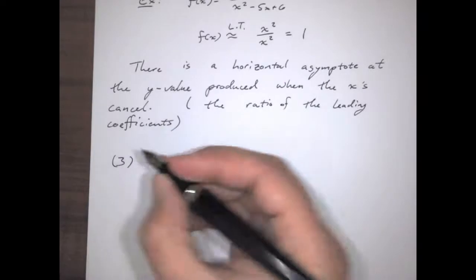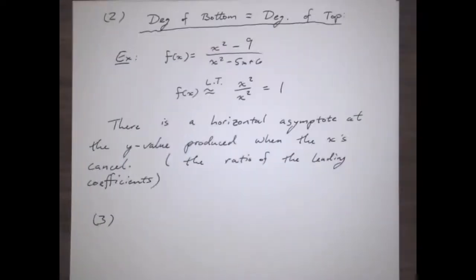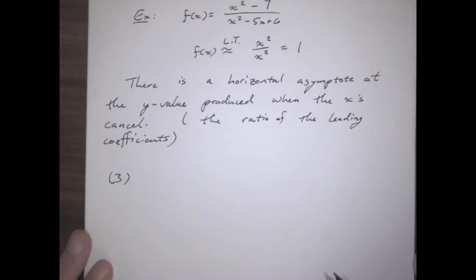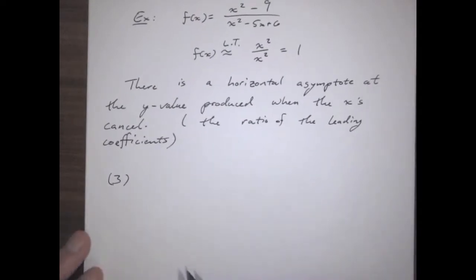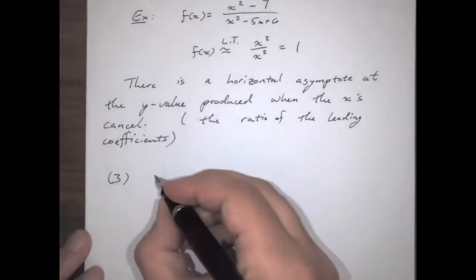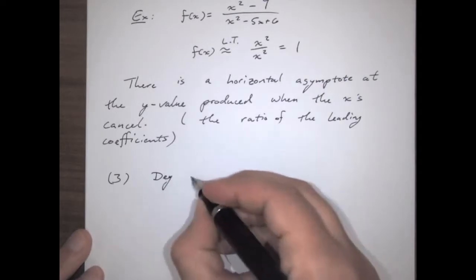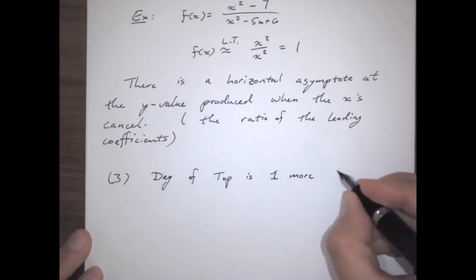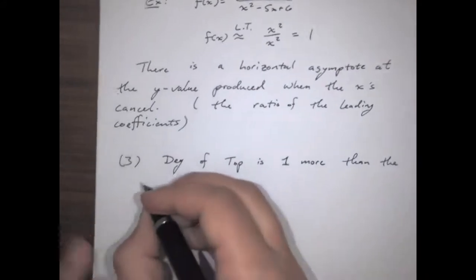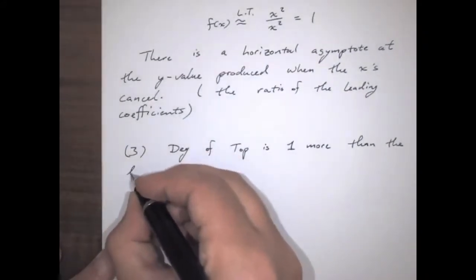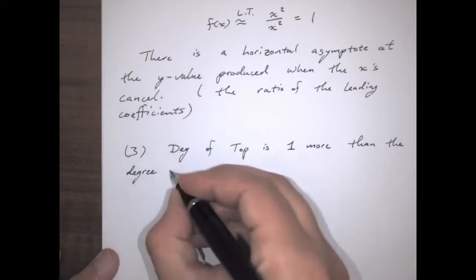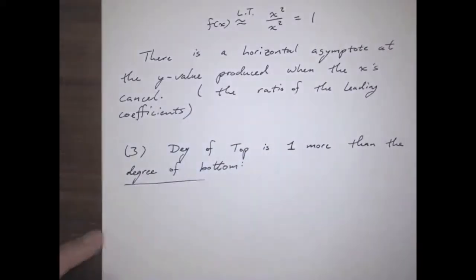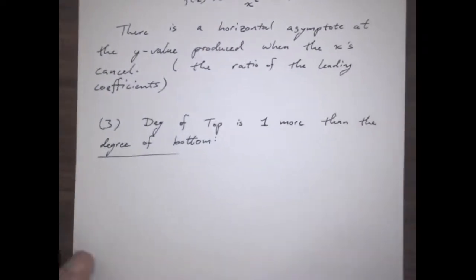Case 3. If the degree of the numerator is bigger, if the degree of the top is the bigger of the two, then we actually break that down into a couple of cases. Maybe it's only one higher. Maybe it is higher still. So let's say that the degree of the top is one more than the degree of the bottom. So if it's one more than the degree of the bottom, then what happens is this.